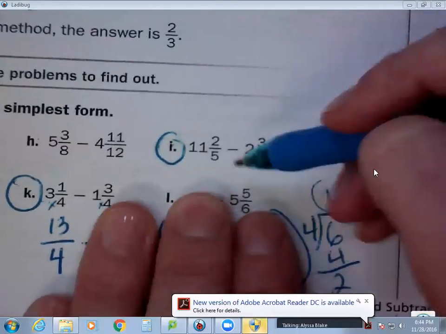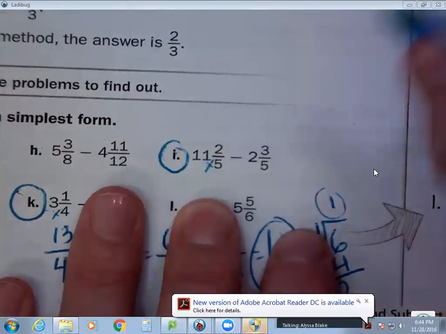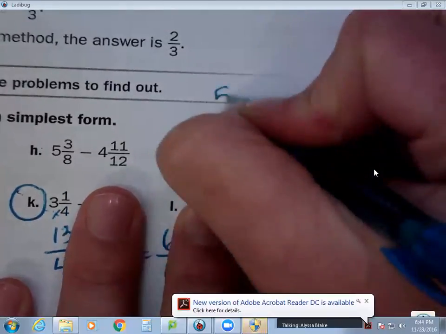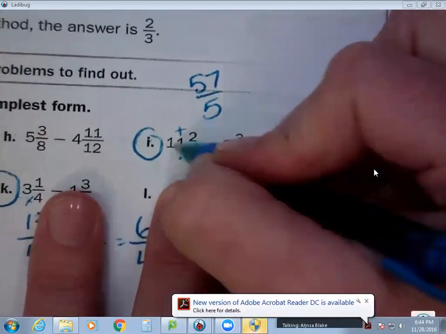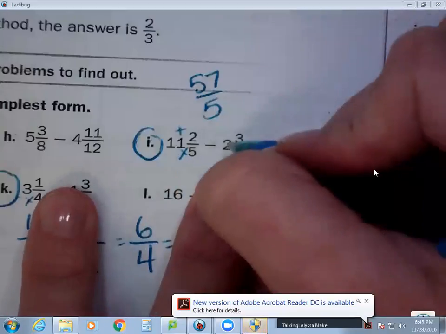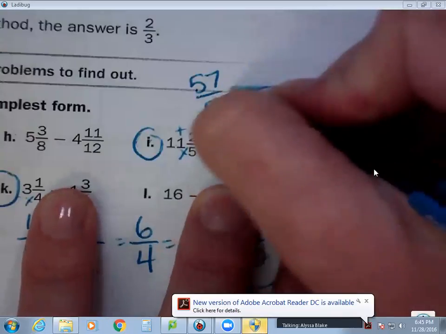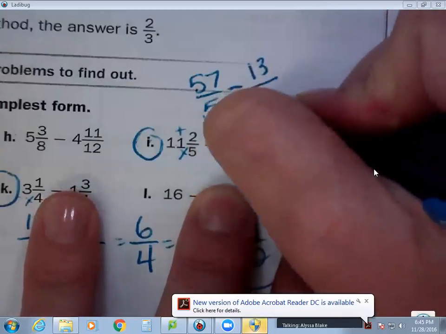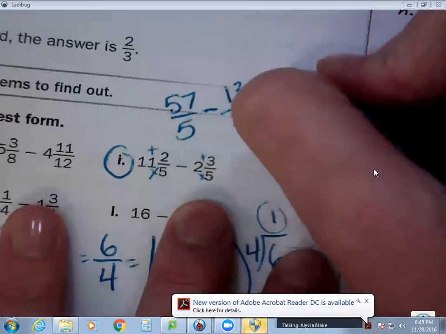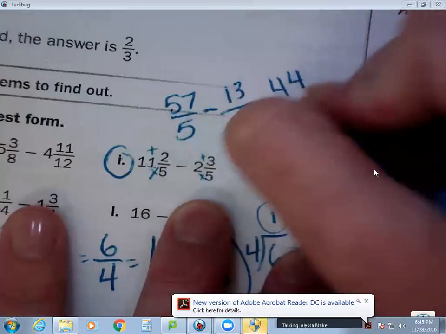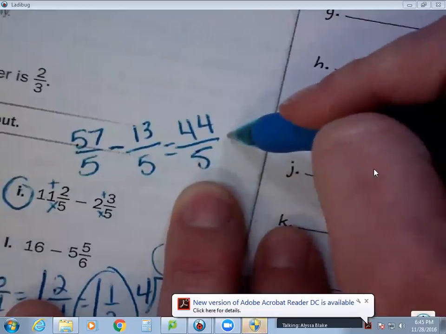All right, let's take a look at this one. I may have to rewrite it up here. 11 times 5 is 55, plus 2 is 57. 57 fifths. A lot of fifths. It's okay. You can have a big number up there. 11 is a lot. It's whole. 5 times 2 is 10, plus 3 is 13. And we're subtracting those. So we have 7, 6, 5, 4. 5 minus 1 is 4. 44 fifths.